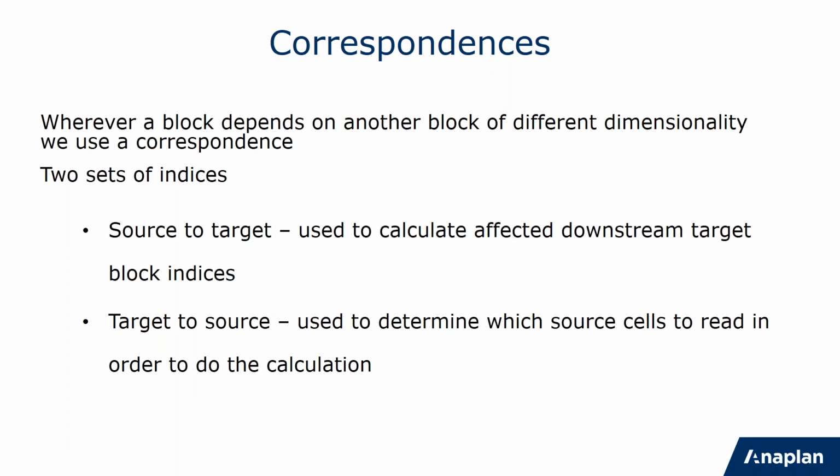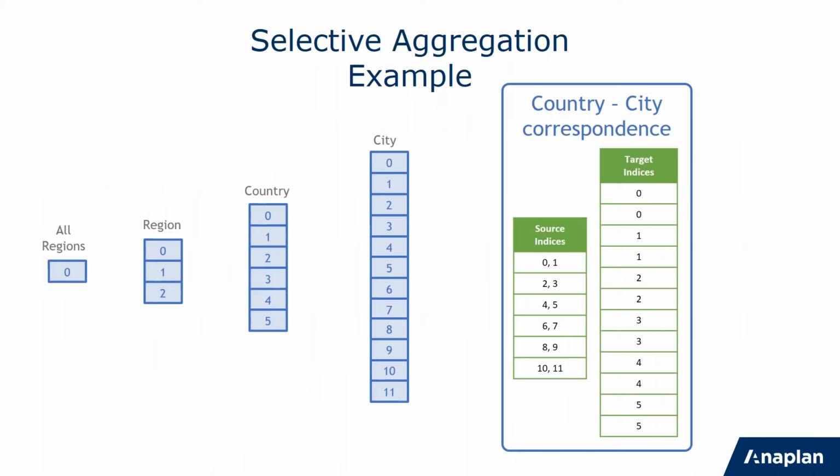So a correspondence has two sets of indices. It's basically a two-way lookup. So we have source to target, and that means when a particular source index changes, we can work out what downstream target indices change. And target to source, which says when I'm calculating a particular target cell, these are the source cells that I need to go to.